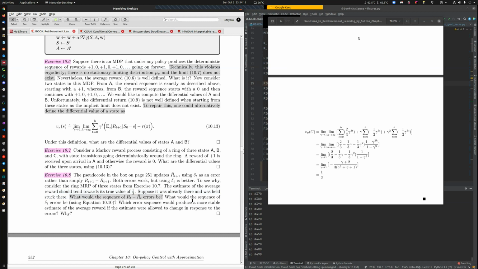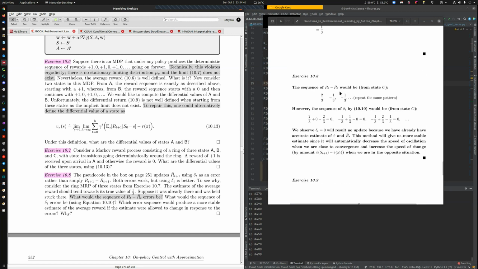And what would be the sequence of delta_t errors using equation 10.10, and which error sequence would produce the most stable estimate of the average reward if the estimate were allowed to change in response to the errors? Why? Oh, I think the first answer will be kind of the same here, as they have repeated this pattern: 2/3, -1/3, and -1/3. They will be repeating the same pattern here.